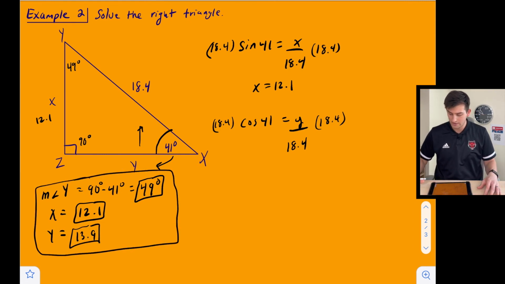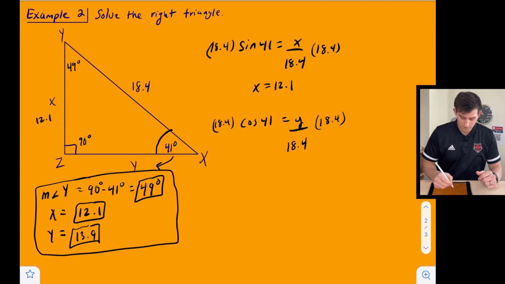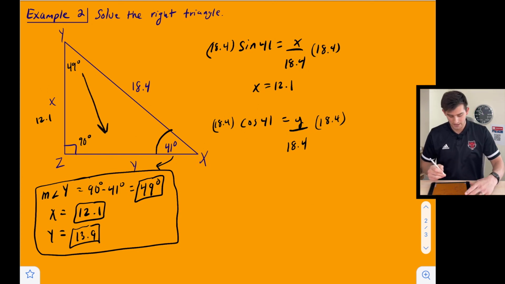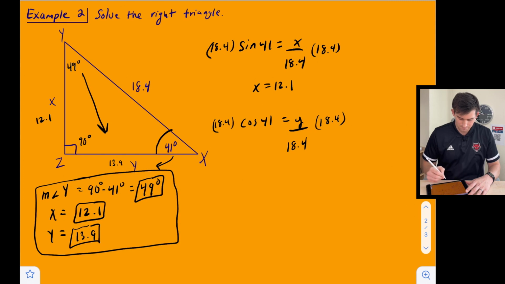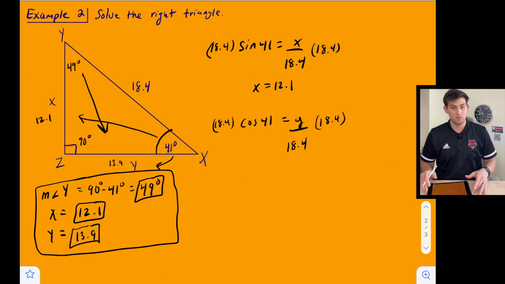So now we have all three of our missing measures. We had the measure of angle y, which was 90 minus 41, so we got 49 degrees. And then we used sine and cosine to get the side length of x and the side length of y. One thing we can do to check to make sure this makes sense: we know that 49 was our bigger acute angle, so 49 should be opposite the larger side. The y we found was 13.9, and 41 is opposite of 12.1. So that looks good, because our smaller side is opposite the smaller angle and our larger leg is opposite the larger angle. And that is how you solve right triangles.